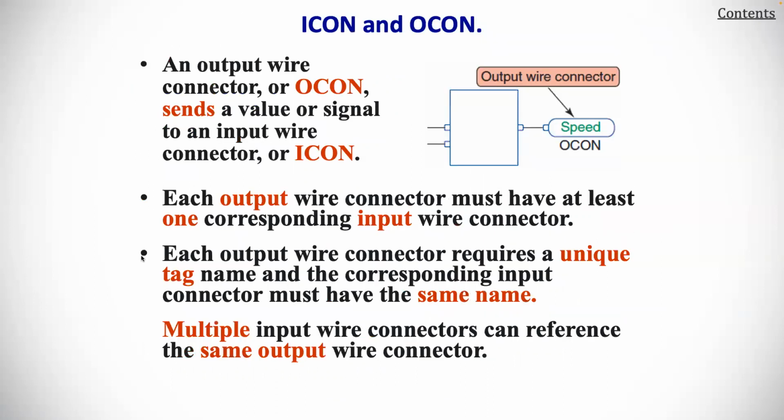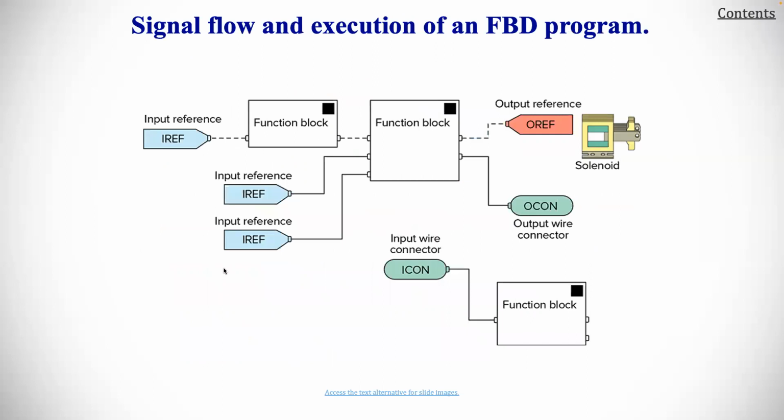So an output wire connector or OCON sends a value or signal to an input wire connector or ICON. Each output wire connector must have at least one corresponding input wire connector. Each output wire connector requires a unique tag name, and the corresponding input connector must have the same name. Multiple input wire connectors can reference the same output wire connector.